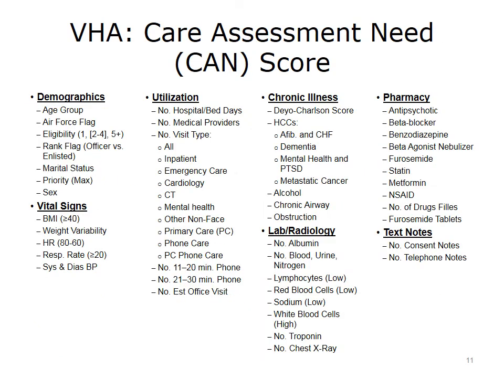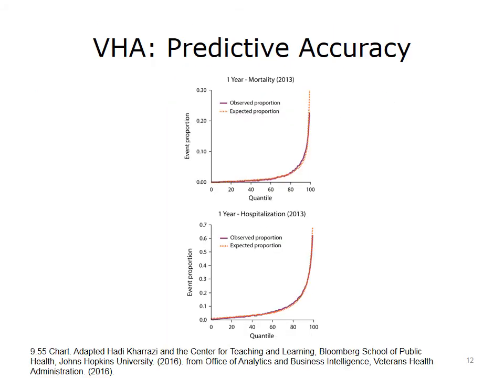The Care Assessment Need, CAN, score is one of the major population health models developed at the VHA. The model utilizes a long list of the available variables captured in the central population-wide data warehouse of the VHA. These variables include demographics, vital signs, utilization rates, chronic illnesses, laboratory and imaging data, pharmacy information, and even textual notes. VHA's CAN model has a high predictive power.